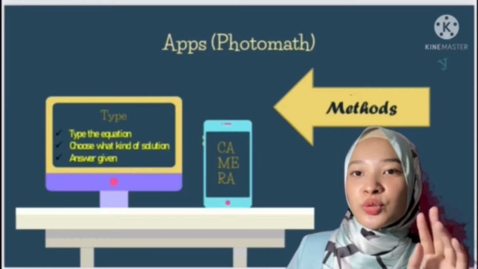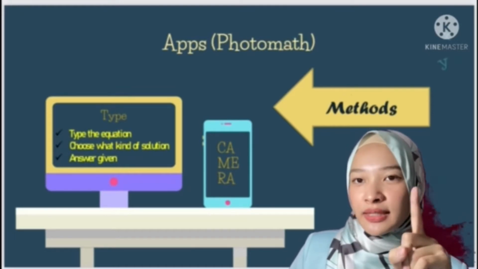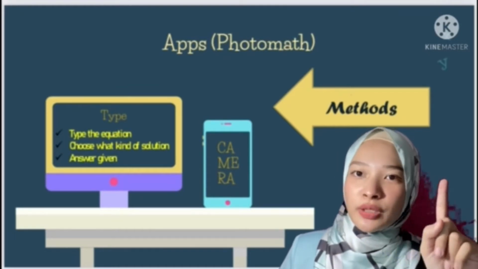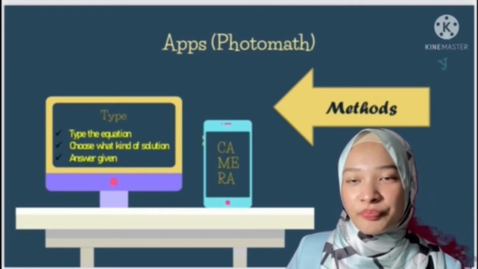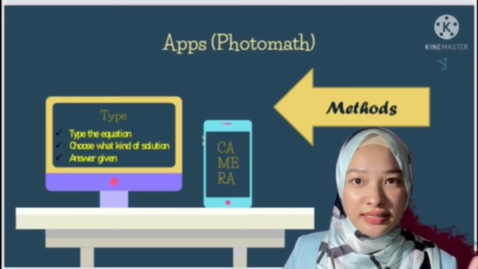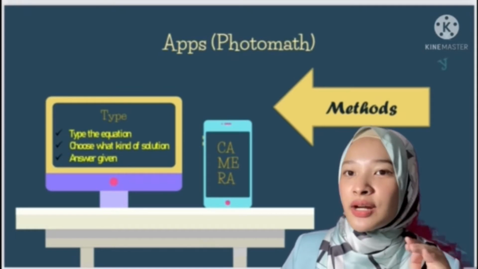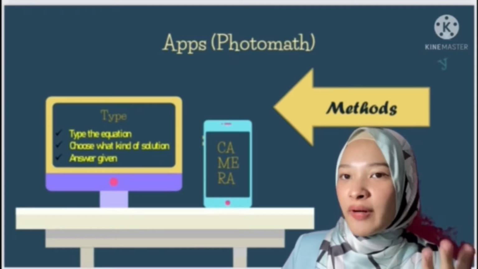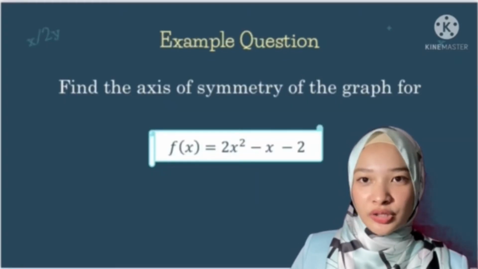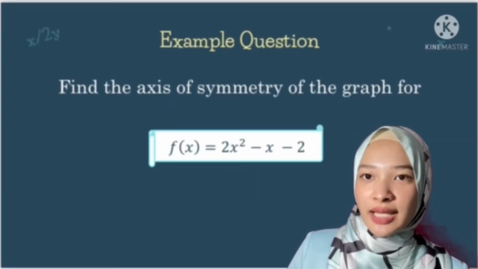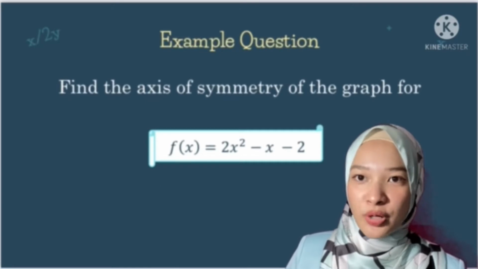There are two methods to use this application. The first method, you can type out the questions one by one manually. The second method, you can use your phone camera. Point your camera at the question, snap, and let the application read it for a while before it provides you the answers with complete solutions. Now, I'm going to show you a tutorial on how to use this application to solve this math problem.